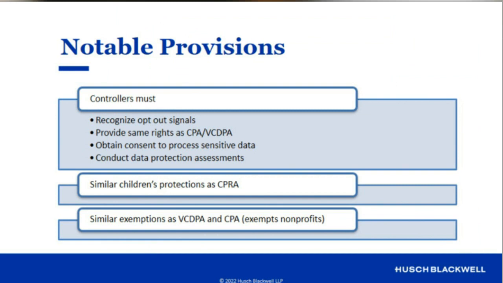Will it recognize the opt-out signals? To be determined. I think it's going to be in there for sure. I think the question is going to be whether it's mandatory or discretionary. I think that's what it's going to come down to. And it will have the same construct of processing sensitive data, those types of things. Similar exemptions as you see in CPA and VCDPA. And we'll wait until the final bill comes out before we talk about those.